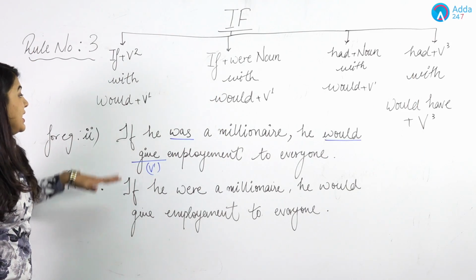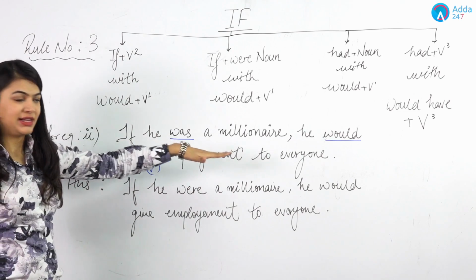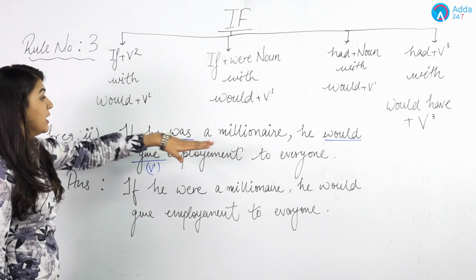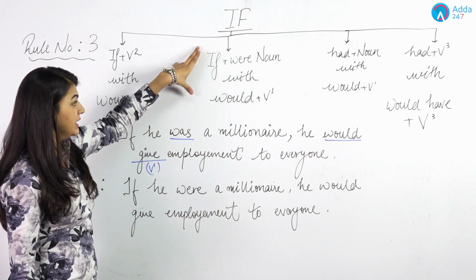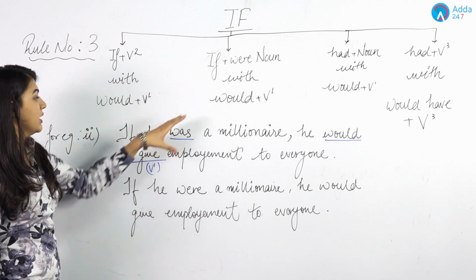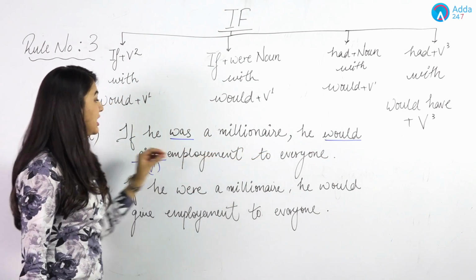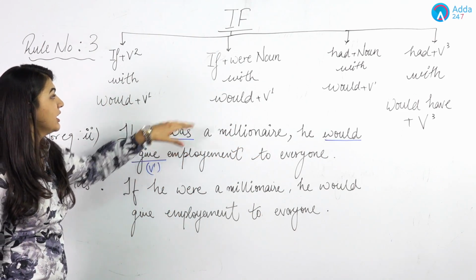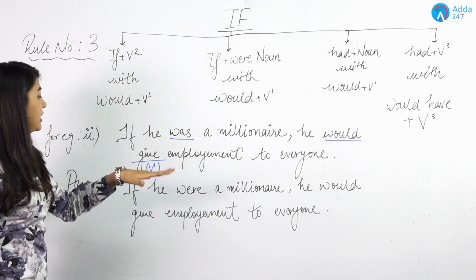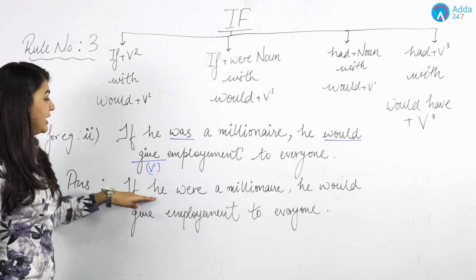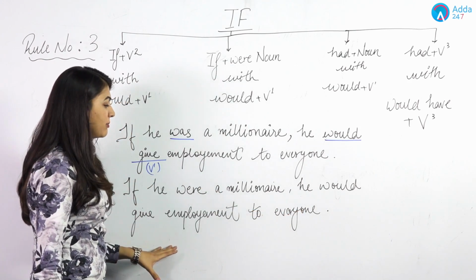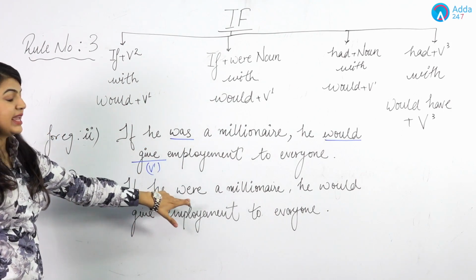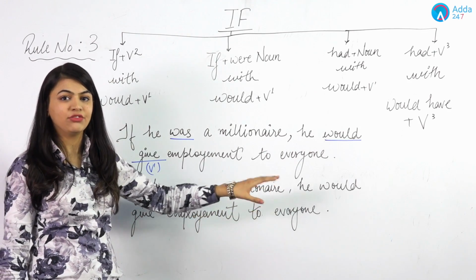In case number 2, let's take an example. If he was a millionaire, he would give employment to everyone. Here, would plus V1 is correct, but here we are seeing he was a millionaire. If he was a millionaire, that means this is a case of imagination. We have to change it to were. So was will change into were: if he were a millionaire, he would give employment to everyone. In the case of imagination sentences, were takes every subject: he, she, it, I, we, you, they.